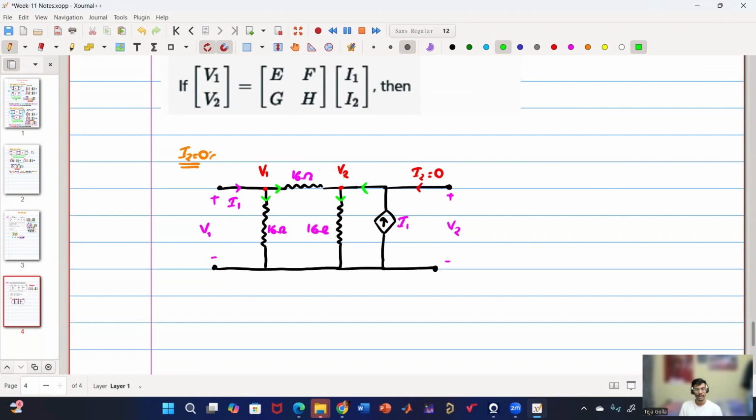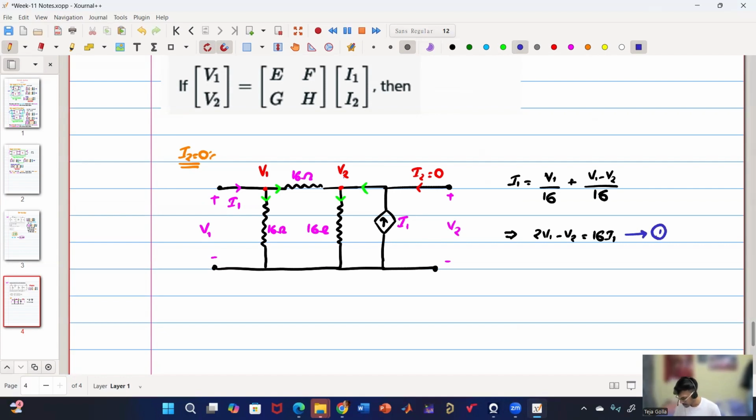So at node 1, what will be the expression for currents? Current entering equals current leaving. So what will be the expression? I1 is equal to V1 by 16 plus (V1 minus V2) by 16. Yes, very good. So now I can write this as 2V1 minus V2 is equal to 16 I1, and I'll mark this as equation 1.